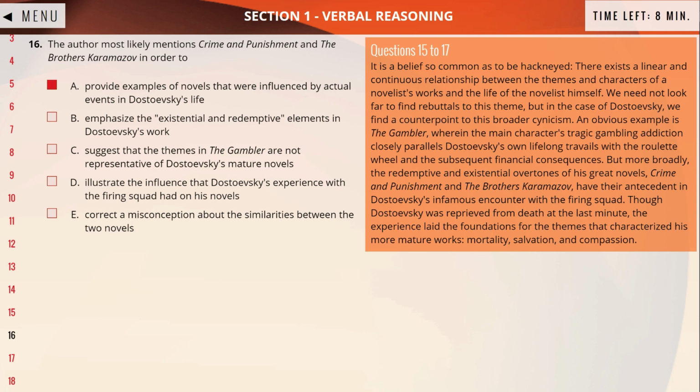Provide examples of novels that were influenced by actual events. Problem with B is it's only talking about those two things. It's not really emphasizing those two things. It's talking about the origin of those things in his life. So I think A is better than B. Suggests that the themes of The Gambler, no. Illustrate the influence that Dostoevsky's experience with the firing squad had on his novels.